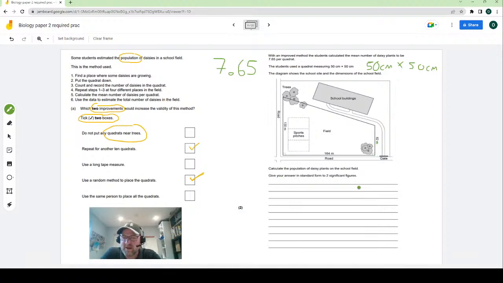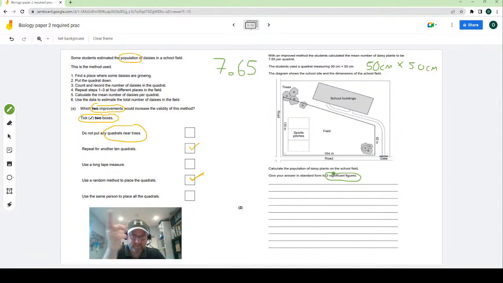This is a seriously hard question. Calculate the population of daisies in the school field. Give your answer to 2 significant figures. Okay, I'm not expecting everyone to pull out 6 marks here. Right? That's a difficult one. They've given it, so we're going to get marks for calculating the area of the field, which they've not made very straight.